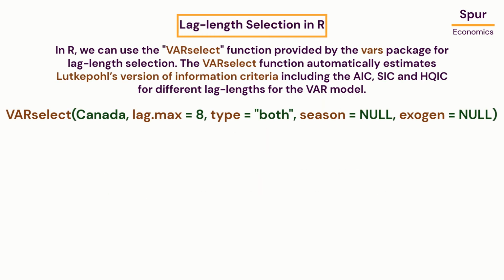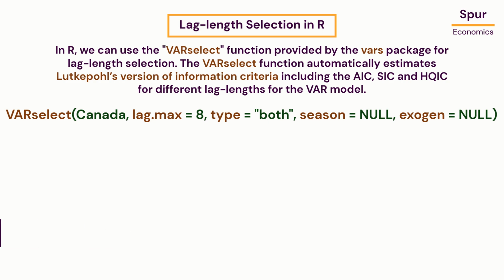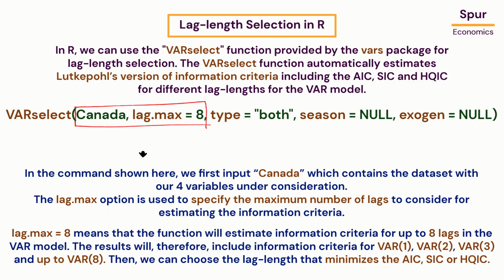In R, we can use the VARselect function provided by the vars package for lag length selection. The VARselect function automatically estimates the Lütkepohl version of information criteria including the AIC, SIC and HQIC for different lag lengths for the VAR model. In the command shown here, we first input Canada, which contains the dataset with our 4 variables under consideration. The lag.max option is used to specify the maximum number of lags to consider for estimating the information criteria. Lag.max equals 8 means that the function will estimate information criteria for up to 8 lags in the VAR model.